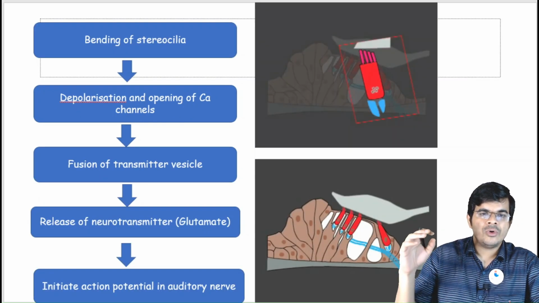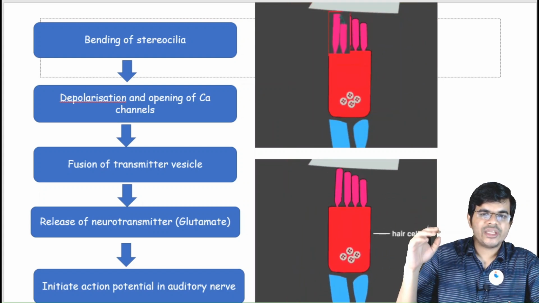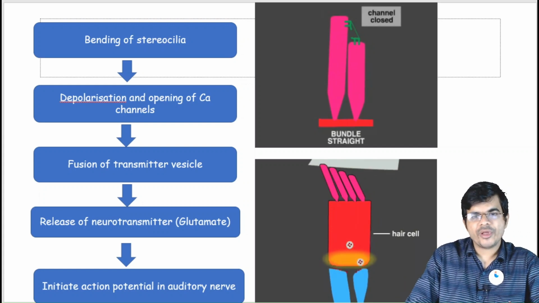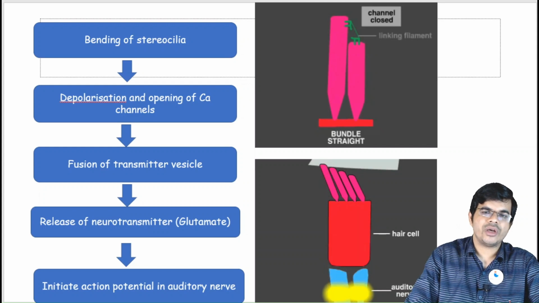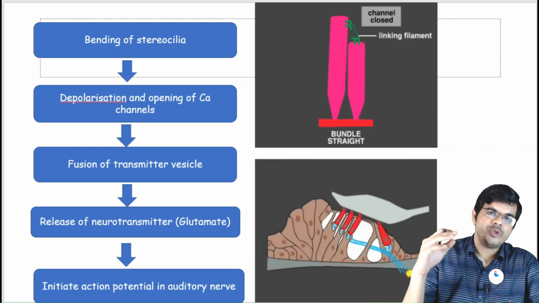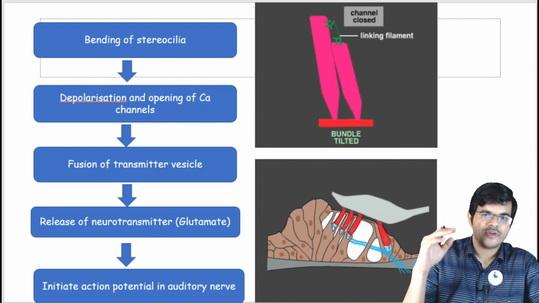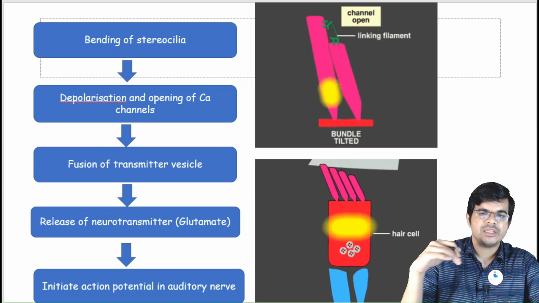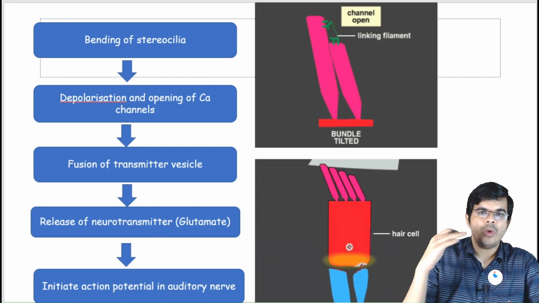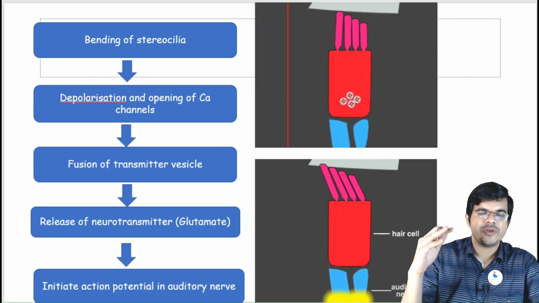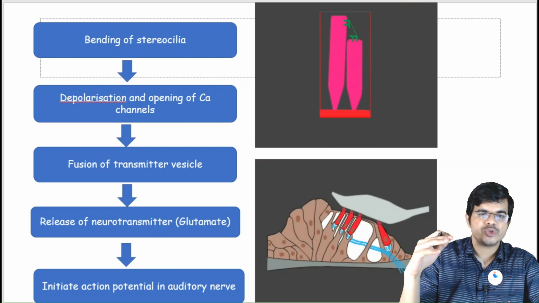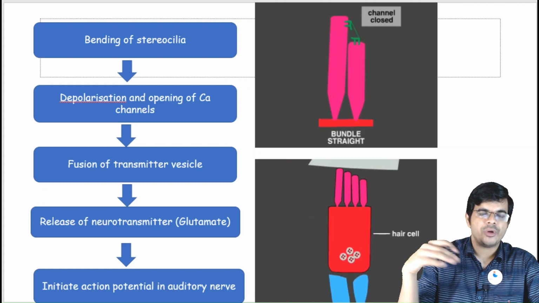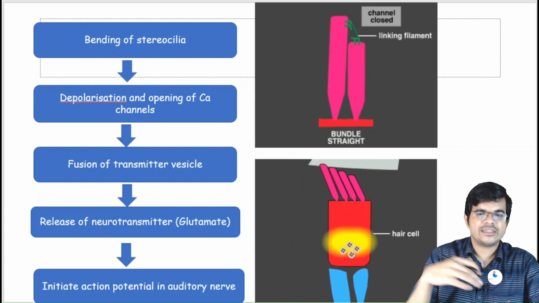Okay, so what is happening here? There is a bending of stereocilia, and because of that there is depolarization and opening of the calcium channels. Why does this occur? Because between the two stereocilia, which are of different heights, there are tip links. Okay, there are tip links connecting the two stereocilia, and when they move apart, what happens? The stretch sensitive mechanically gated transduction channels open, and because of that potassium enters.